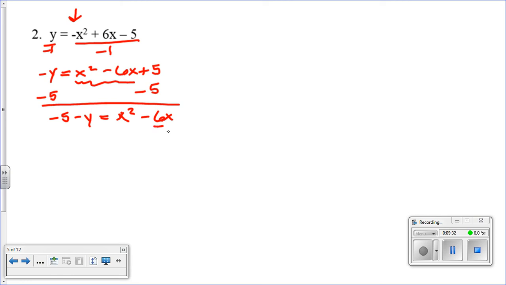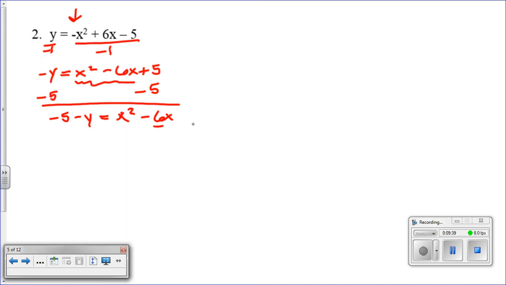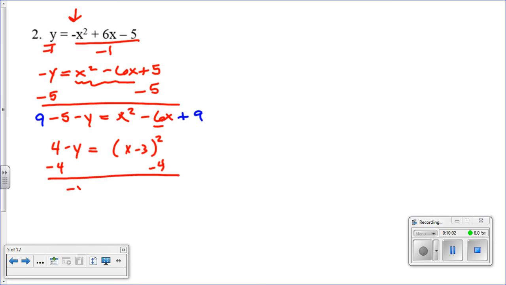I look at that -6 and I say, okay, take half of that and square it. So if I take half of that and square it, half is -3. -3 squared is +9. I'm going to add that to both sides. So now I end up with 4 minus y is equal to x minus 3 whole thing squared. Now I'm going to bring that 4 back. And I get negative y is equal to x minus 3, whole thing squared, minus 4.